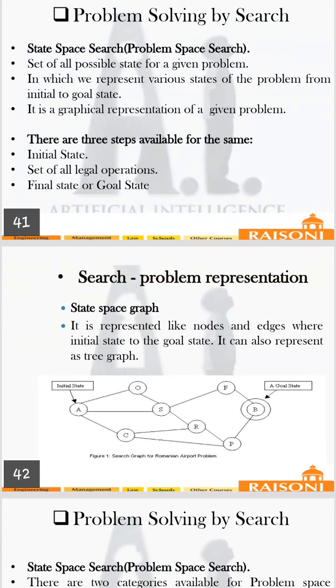With the help of it we are going to solve the AI problem in a graphical manner, and we are going to initialize the start node, and also find the goal node, or what we can call the decision node. There are three steps for this. First is the initial state, then the set of all legal operations, and the last is the final state or goal state.